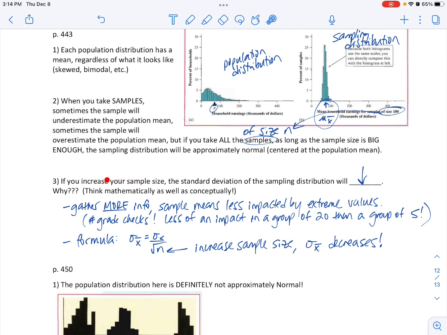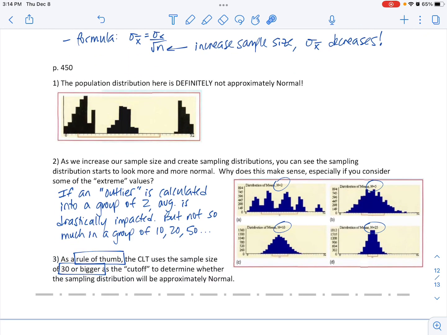If we increase our sample size, standard deviation goes down. We talked about that. Why? We are gathering more information, therefore we have less variability. Think about the grade checks that we talked about. One person that has a bajillion grade checks is less impactful on a larger group of people, right? If I'm sampling 20 people, that outlier doesn't impact the average as much as it would in a group of 5. And here's our formula. Remember that the root n is in the denominator, and this is both for x bar, for means, and for proportions. Check your formula sheet. That means when this number increases, this number decreases.